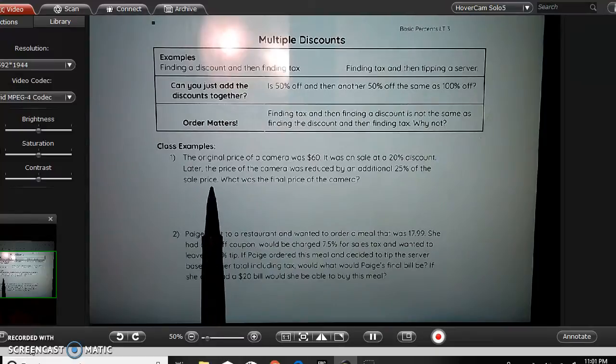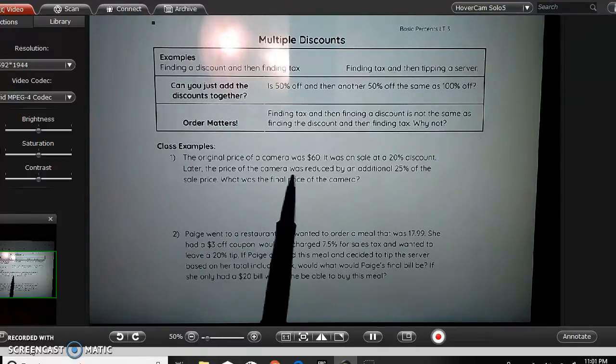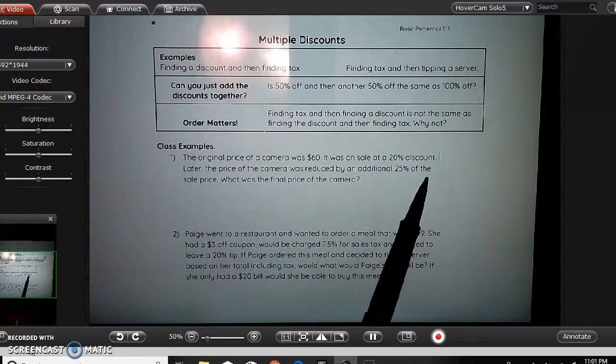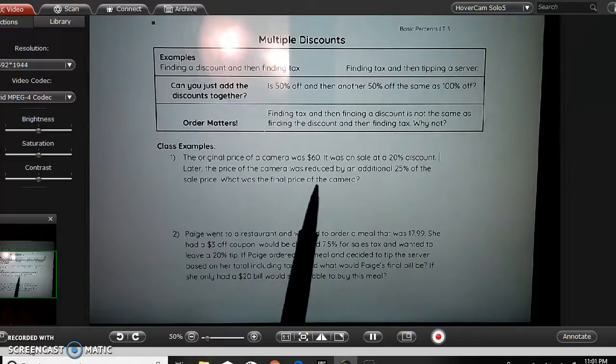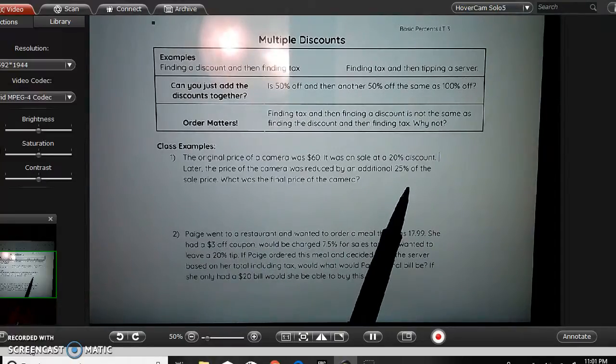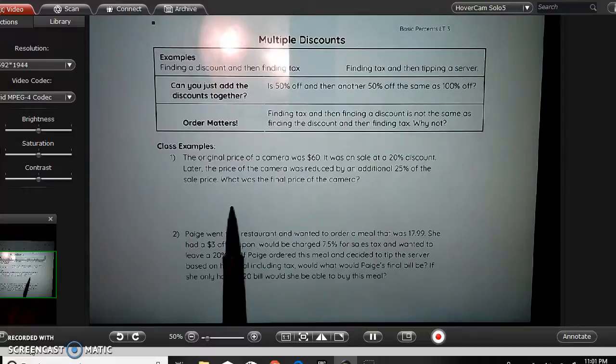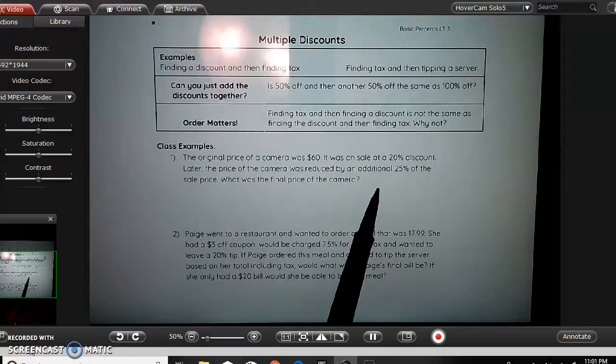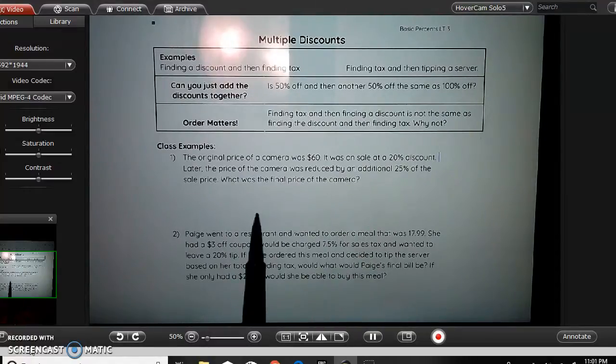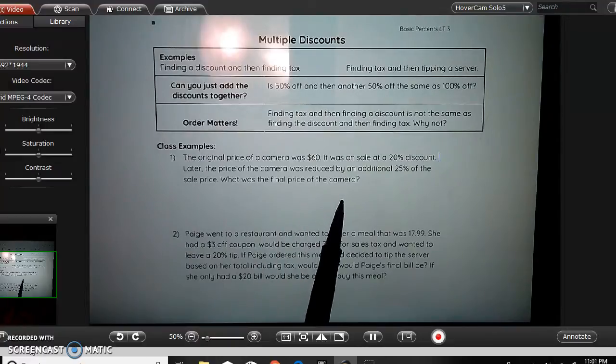So my first one here is the original price of a camera was $60. It was on sale for 20% discount. Later, the price of the camera was reduced by an additional 25%. So remember, my question up there doesn't mean it's just 55% off. So what we're going to do is we're not going to combine them, and we're going to see what we get from that. So what was the final price of the camera?